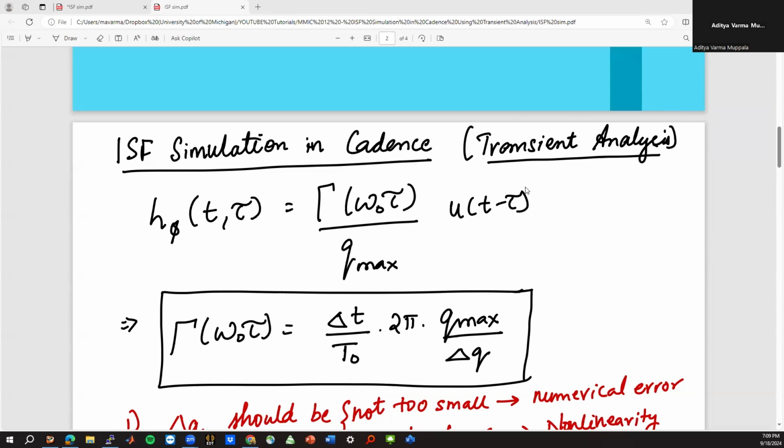Okay, so if you remember from the ISF video, the transfer function, the impulse response, h phi of t comma tau is given by the ISF divided by q max times u of t minus tau. Right? You can kind of invert this equation and you can say that gamma is the phase shift, which is given by the time shift divided by the period times 2 pi. So that's the phase shift. And then we multiply with q max and divide with the amount of charge injected by the impulse, right? And q max is the total amount of charge that's being displaced at that node that you're measuring the ISF at. So setting up the simulation is a little bit tricky.